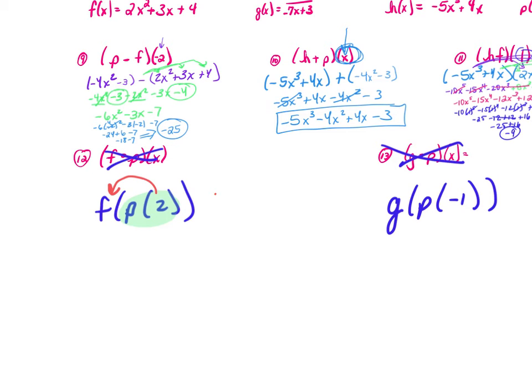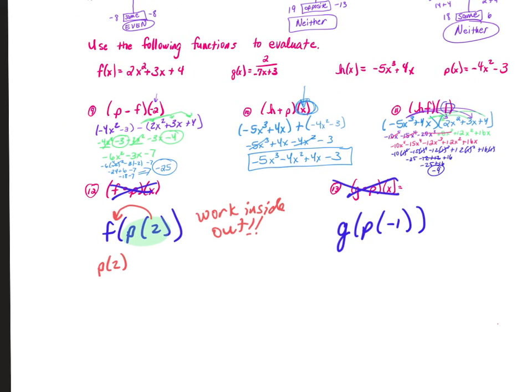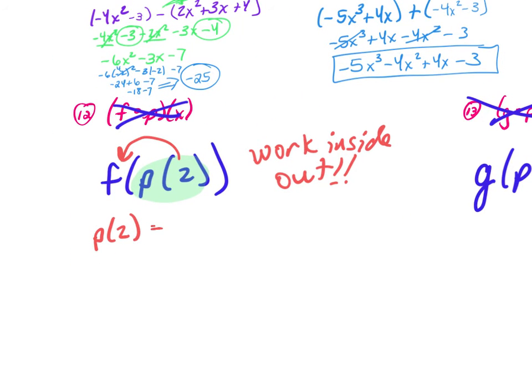So the first thing we're going to do is find P of 2. Remember I told you to work from the inside out. Very important that you work from the inside out. So I'm going to do P of 2 first. What's my P function? Negative 4x squared minus 3. Negative 4 times 2 squared minus 3. This is 4, right? So negative 4 times 4 is negative 16 minus 3 gives me negative 19.